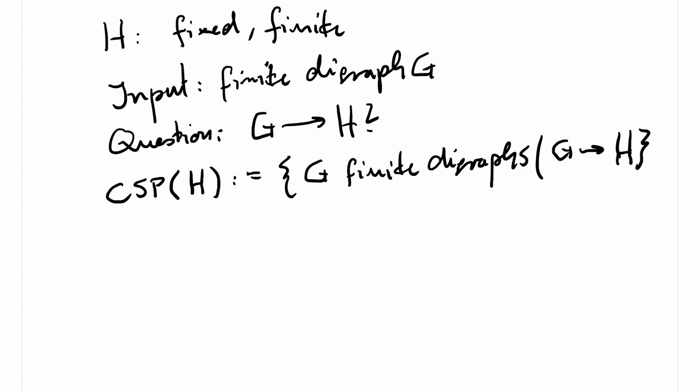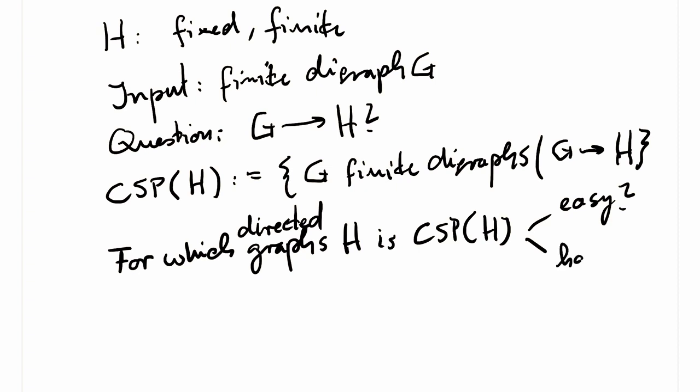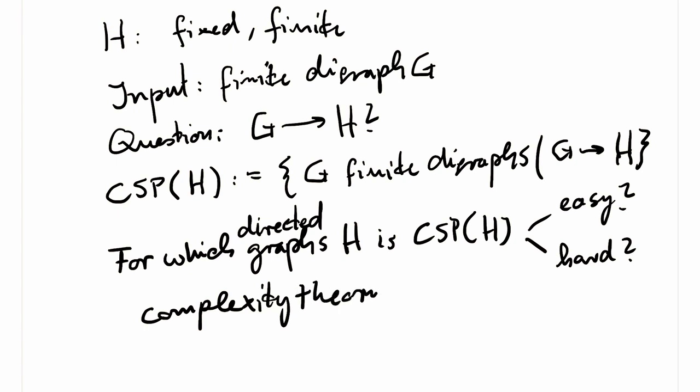The research question attached to this class is the following. For which graphs H can we classify them? For which directed graphs H is CSP of H easy? And for which H is this problem hard? And to give this question a precise meaning, we need just a bit of complexity theory, and as I told you, there will be a video tutorial, which recaps the basics. In particular, we have to know the complexity classes P and NP-complete.